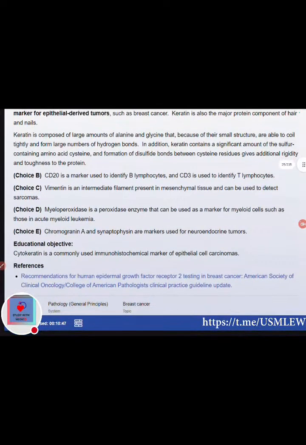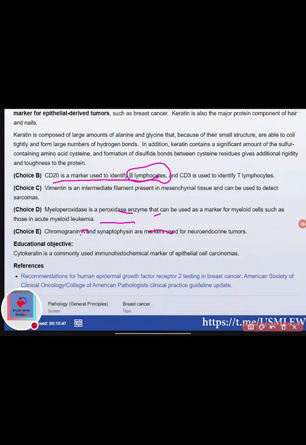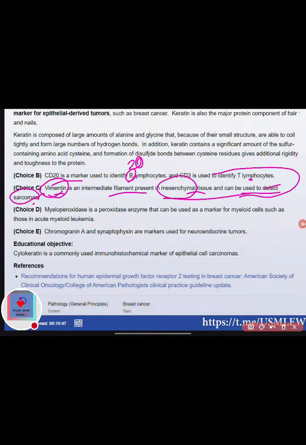Talking about the choices, CD20 is a marker used to identify B lymphocytes. CD3 is used to identify T lymphocytes. So 3 for T, and B is the second alphabet, so CD20. Vimentin is an intermediate filament present in mesenchymal tissue and can be used to detect sarcomas. If vimentin is present, then it is a sarcoma, which is derived from mesenchymal tissue.